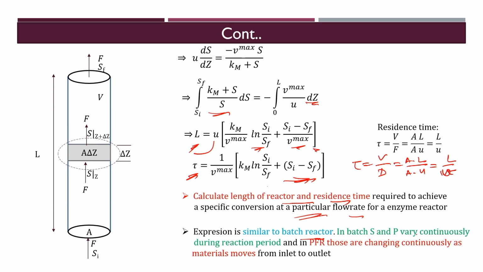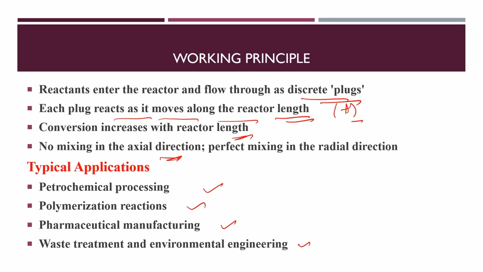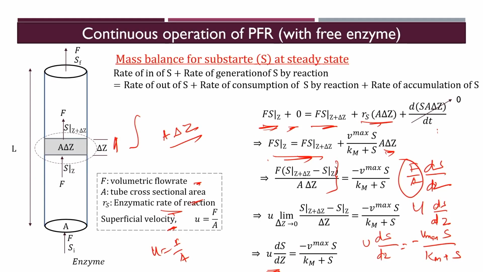In both, S and P vary continuously during the reaction period, and in the PFR those are changing continuously as they move from the inlet to outlet, because this is how the reaction is taking place, and it is completing as it moves along the reactor length.